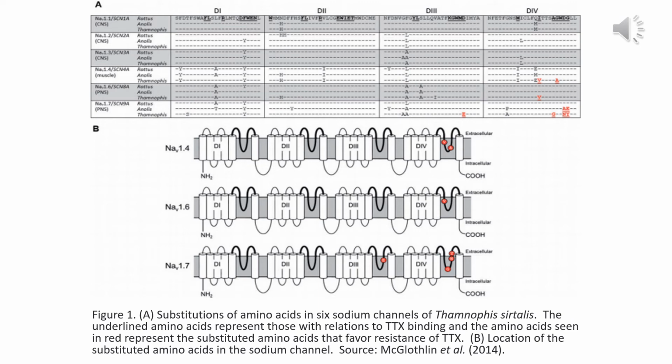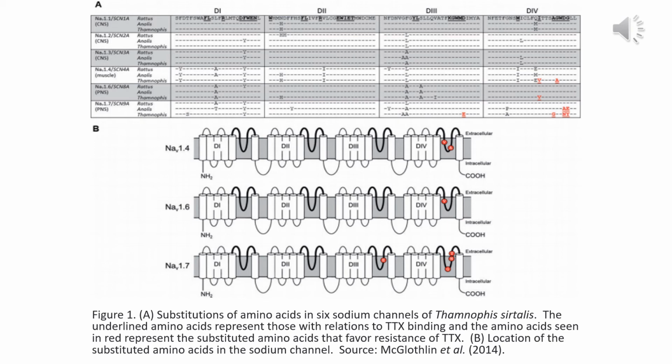Since the TTX of rough-skinned newts obstructs the sodium channel of skeletal muscle, gardener snakes have to evolve resistance to TTX by the development of alterations in the amino acids of the sodium channels in their peripheral nervous system. The top portion of this figure, labeled A, illustrates the substitutions of amino acids in 6 sodium channels of a species of gardener snake.